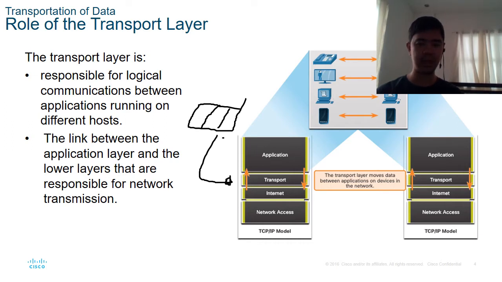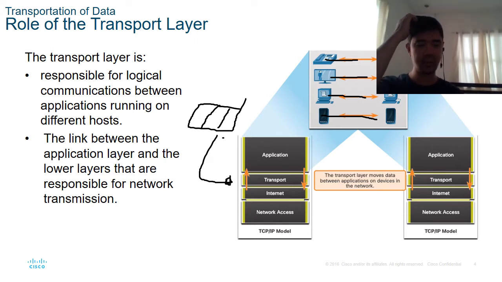Like in this diagram, you can use your phone and at the same time you can stream a video and at the same time you can browse the web, through the network. So with that, we can say that the transport layer is responsible for managing the communication between applications running in different hosts.